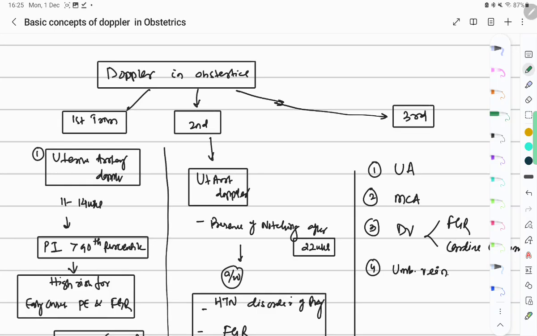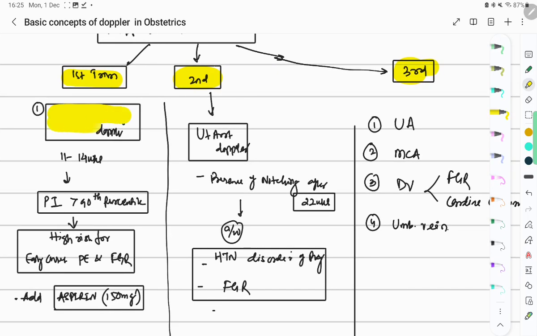Basically we use it in 3 areas: first trimester, second trimester, and third trimester. In the first trimester, Doppler is used as uterine Doppler. I will elaborate on this later. First, I am giving the concept. Uterine Doppler is done at 11 to 14 weeks, that is during the NT scan.